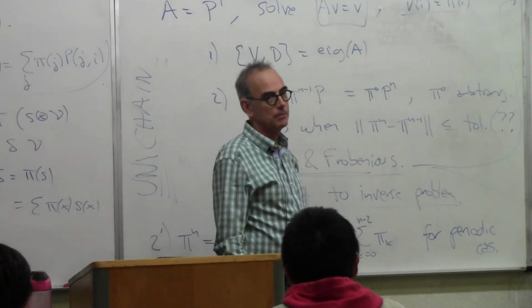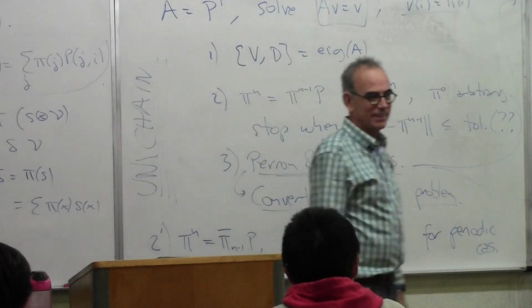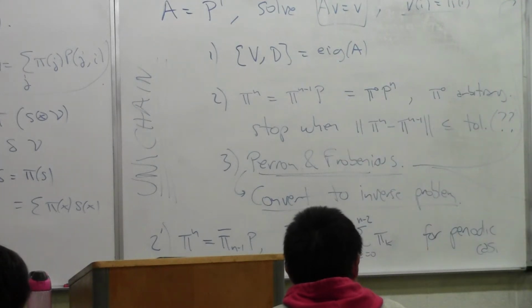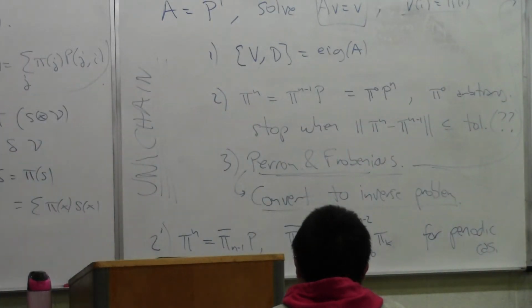You can have problems where there are a lot of eigenvalues near 1. I can see how you can get an eigenvector, but we're only getting one. This does not work. If you ask me to find the second eigenvector, Perron-Frobenius does not help you.